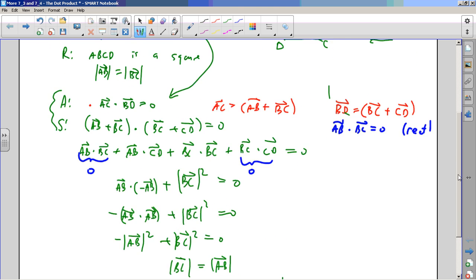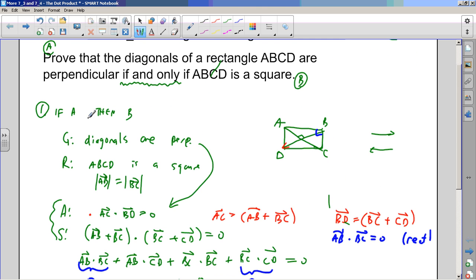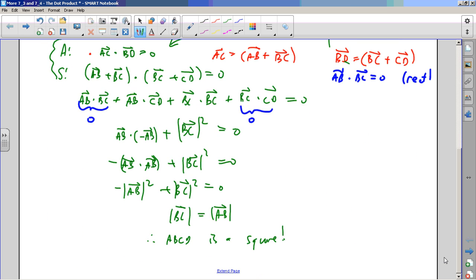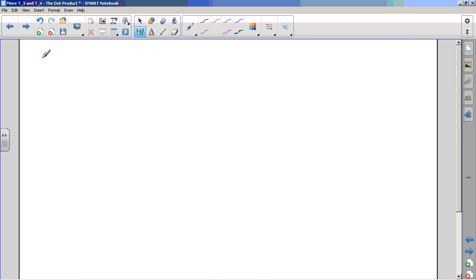Notice that that was just the first section. That was just if A, then B. Now I have to say if ABCD is a square, then it works the other way as well. And I'm going to do that. I'll do that on the next page here.